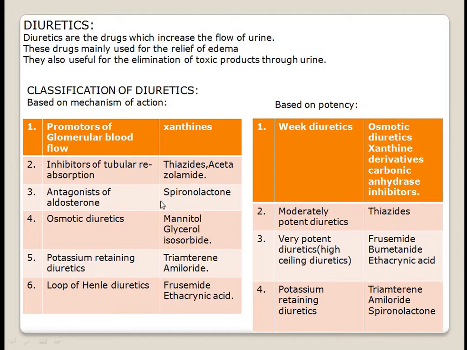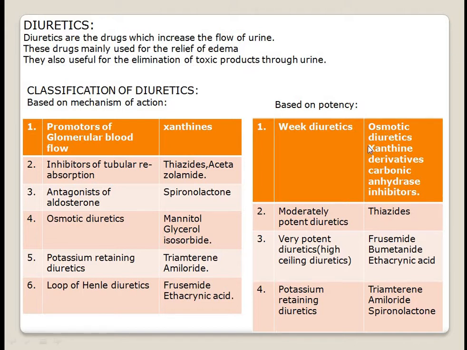We have to remember the nephron also. In that condition only we can know how the drugs show their mechanism of action towards their different parts. Based on the potency, see here these drugs: osmotic diuretics, xanthine derivatives, carbonic anhydrase inhibitors, thiazides, furosemide, bumetanide, ethacrynic acid, triamterene, amiloride, spironolactone. These are all the drugs. See here how strong the dose is.